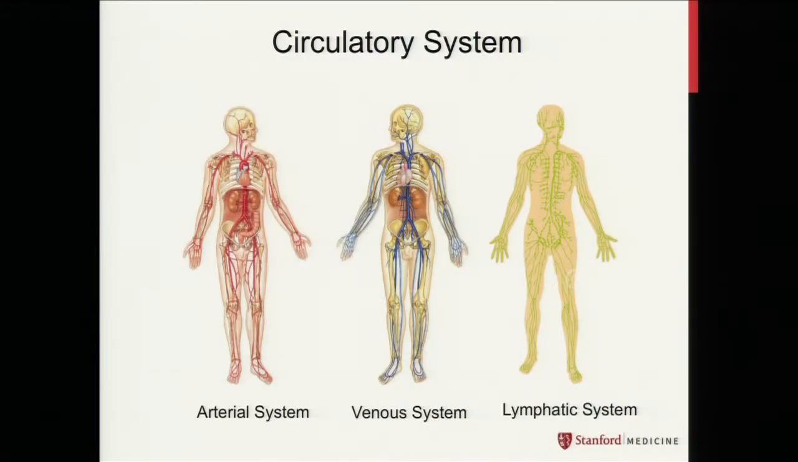When we talk about the circulatory system, there's three systems. We have the arteries, the veins, and the lymph system. The arteries bring the blood from the heart to the different parts of the body. The veins bring them back. And between the arteries and the veins is the capillary system.